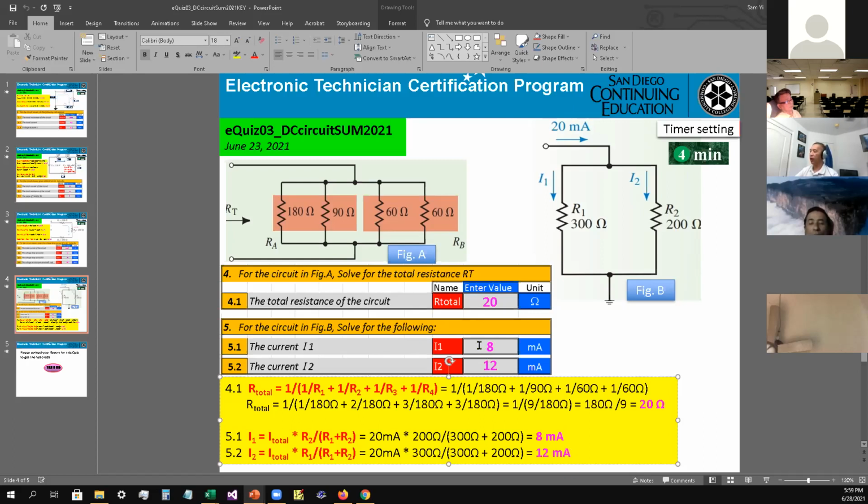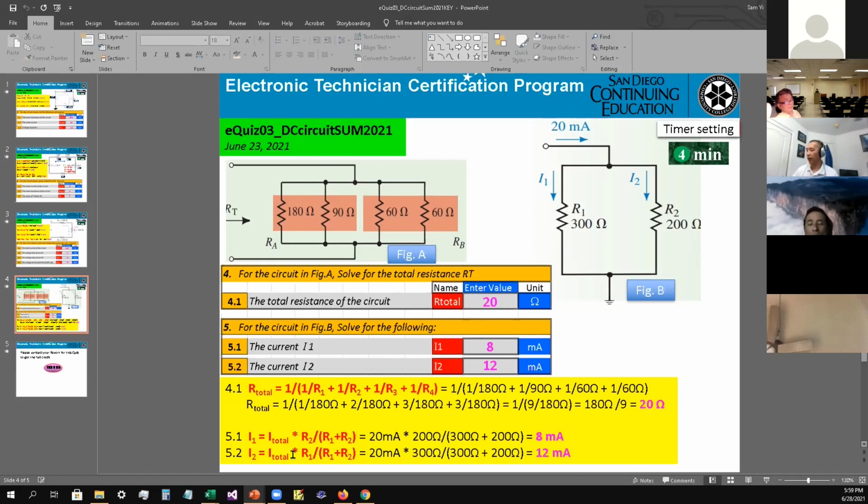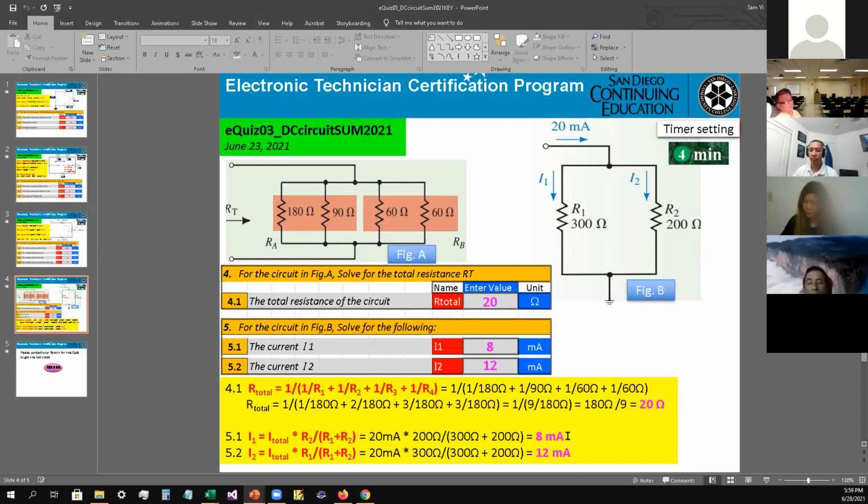So I1 is 8 milliamps. I2 is 12 milliamps. Any questions? This is the current divider rule. I1, I2, we use the same formula. It's the same formula, it's just whichever one you look at. When you look at I1, you use R2. When you look at I2, you focus on R1.